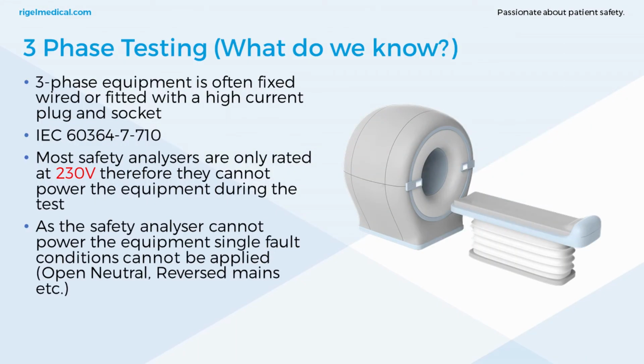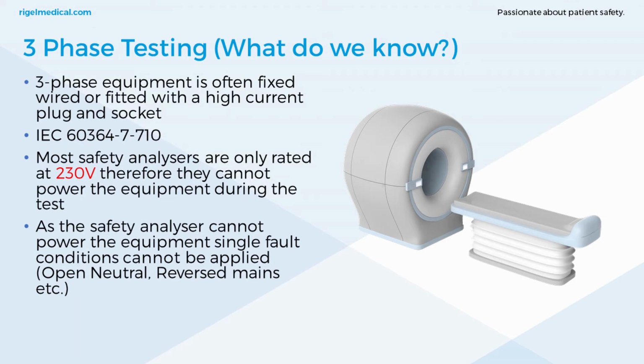We'll highlight here, three-phase equipment is often fixed, wired or fitted with a high current plug and socket, so to an electrical distribution board. Okay, so we're looking at the 60364-7-710 standard, and I'll highlight why that's important for IEC 62353. Now most safety analyzers are only rated at 230 volts, therefore they cannot power the equipment during the test. It's unusual to find three-phase medical safety testers, and if you do, they're large and cumbersome, so it's not ideal for portability testing as it was with your typical electrical safety analyzers you'll have in your workshop.